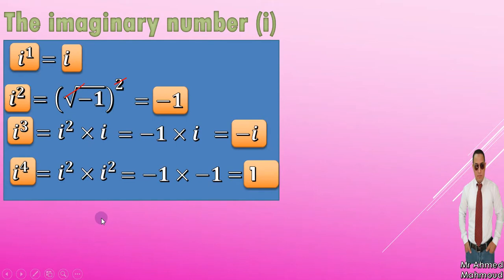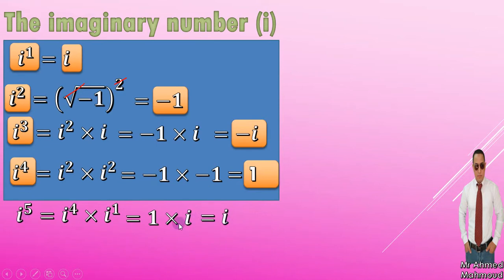For example, if we have i power 5, i power 5 equals i power 4 plus 1. Again, i power 5 equals 4 plus 1. That is i power 4 times i power 1. As we said, i power 4 equals 1, so we will put 1 in place of i power 4. It will be 1 times i, and 1 times i equals i. Finally, i power 5 equals i.